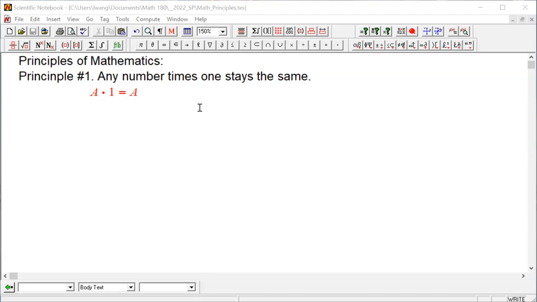Okay, in this lesson, we're going to talk about the principles of mathematics. As we go through them, you will find that they are all self-evident facts. So I'm going to write here: self-evident facts about numbers.